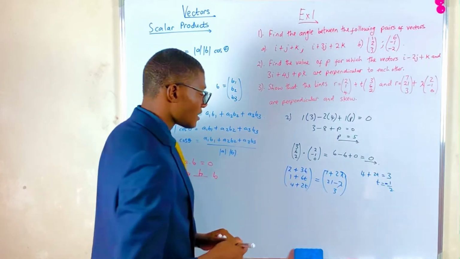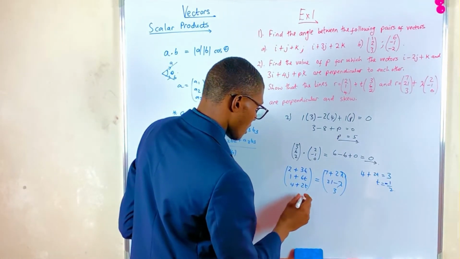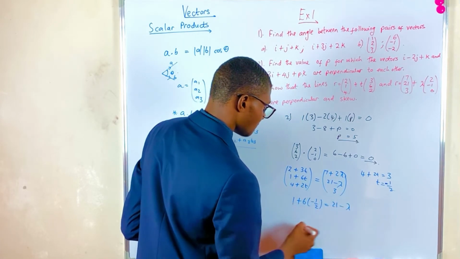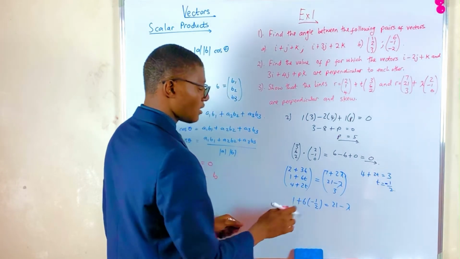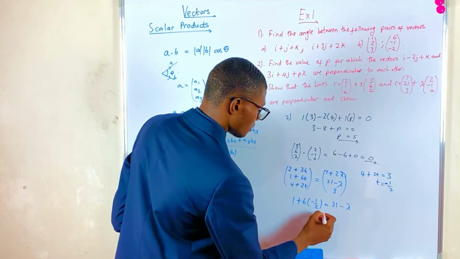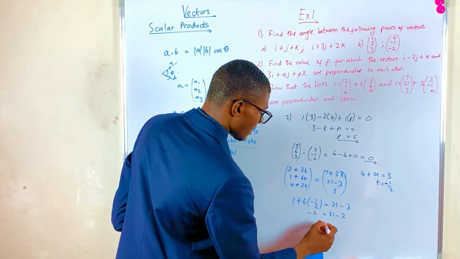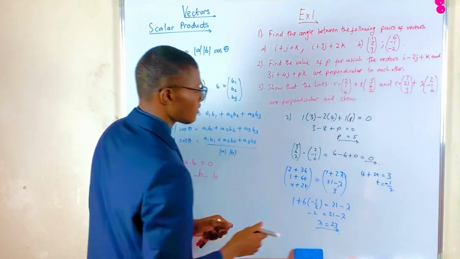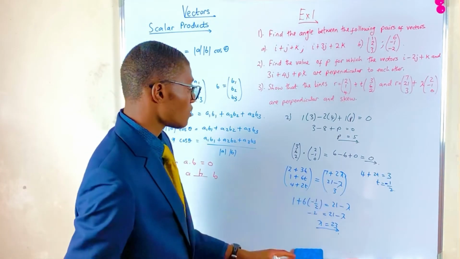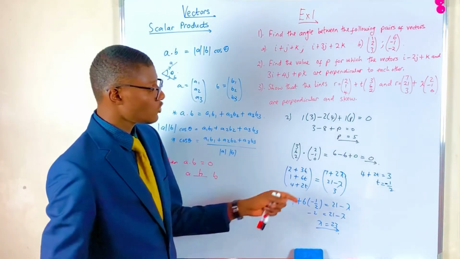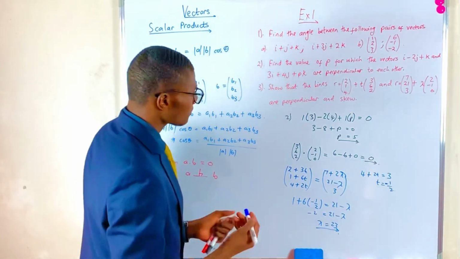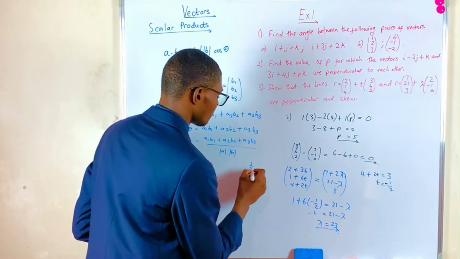Then solving for lambda, we're saying 1 plus 6 times minus half should give us 21 minus lambda. Then this is minus 3. So 1 minus 3, that will be minus 2, is equal to 21 minus lambda, and lambda is equal to 23. So if we substitute the values for lambda and t, we should get different values here. Substituting for t first, 2 plus 3 times minus half, that's 2 minus 1 and a half, which should give us half.